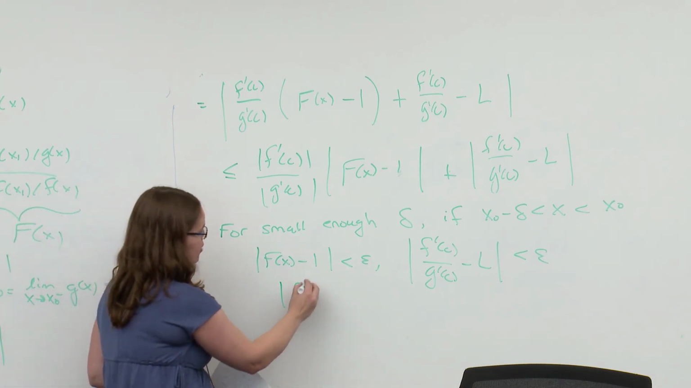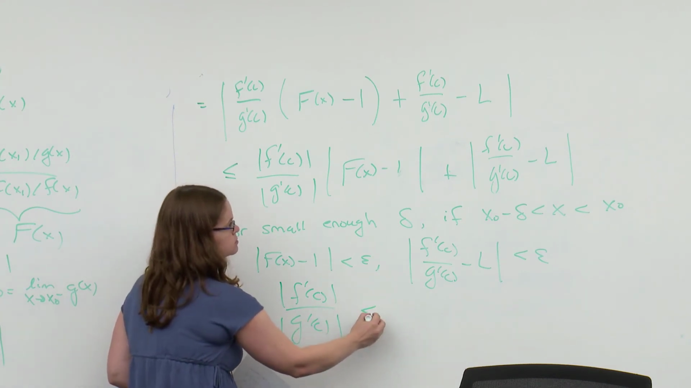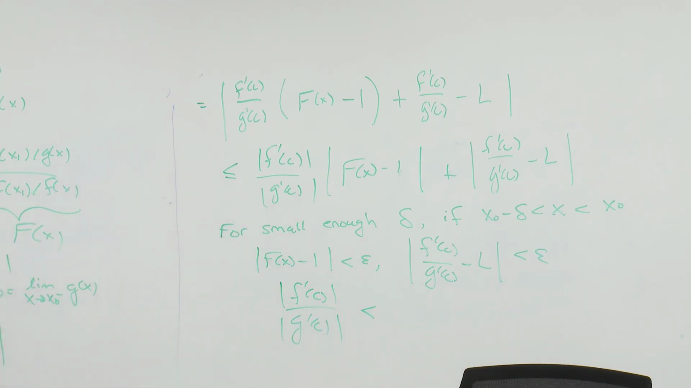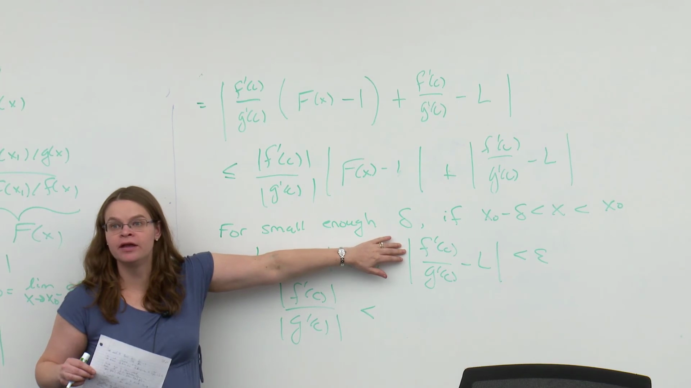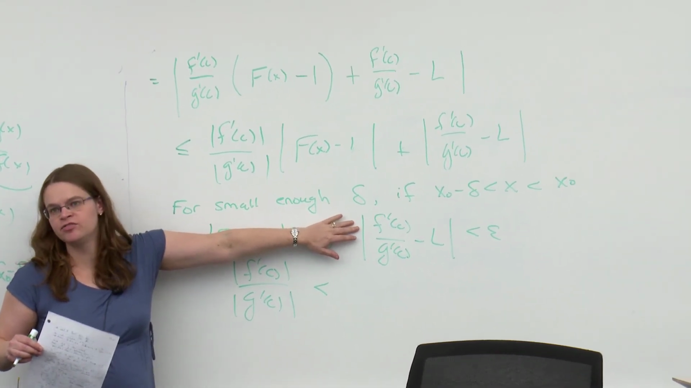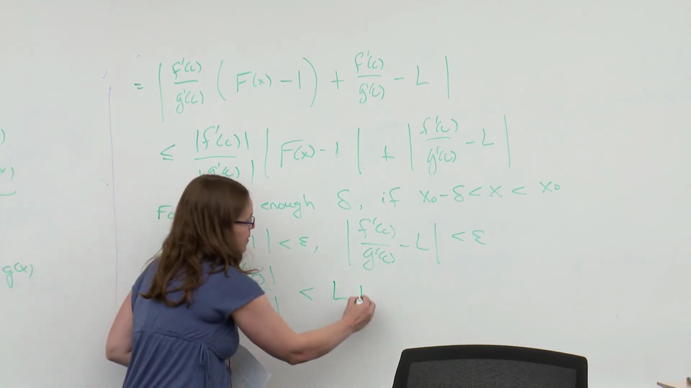Right, and what's the biggest that f prime over g prime itself could be? So we know it's close to L, right? It's approaching L, but it could be a little bigger than it. What's the biggest it could be? Keeping in mind L plus epsilon, right? It's close to L. It's not exactly L. It's not necessarily less than L, but it doesn't differ from L by more than epsilon. So this we know is less than L plus epsilon.